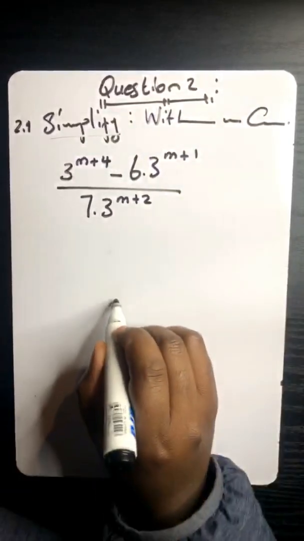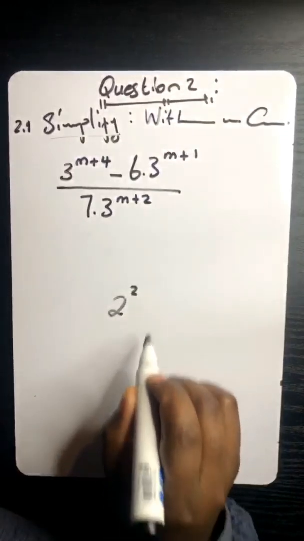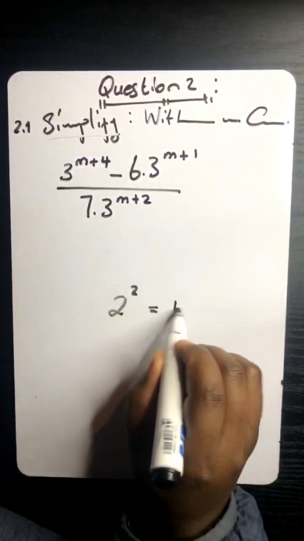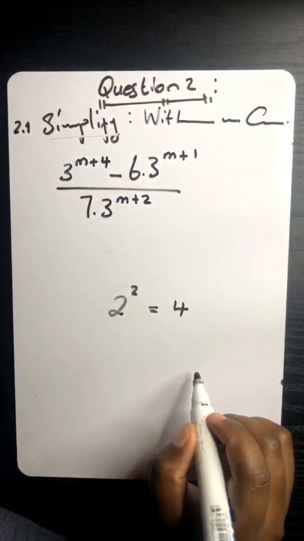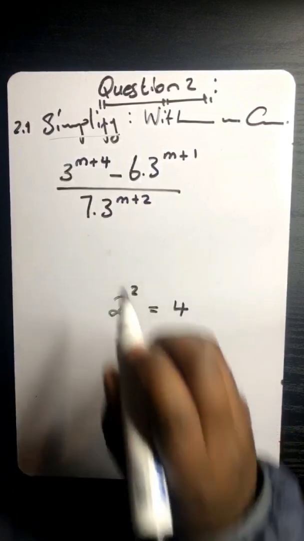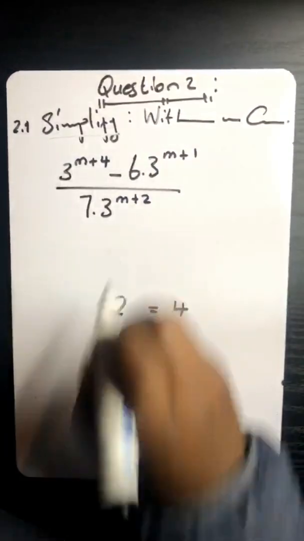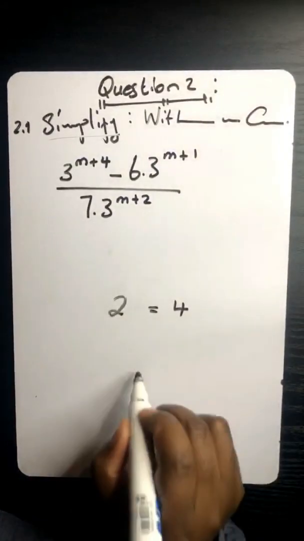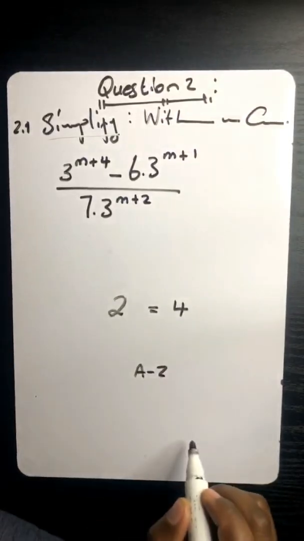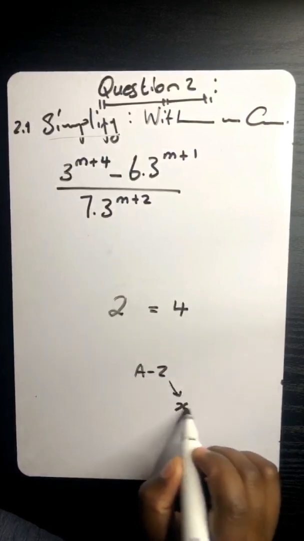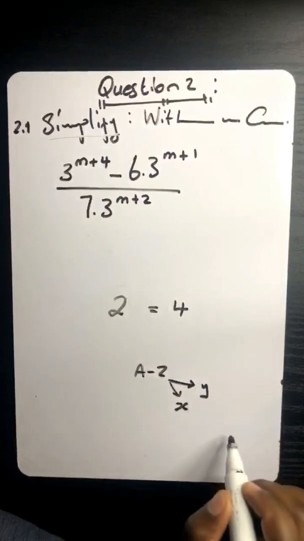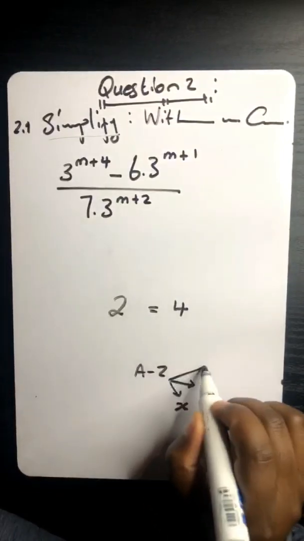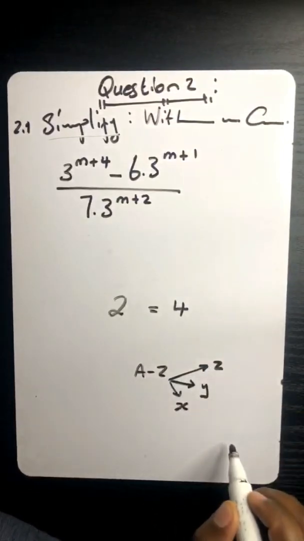For example, you might have 2 to the exponent 2, which is equal to 4. The examiner tries to be tricky by replacing that 2 with a letter. It could be any letter from A all the way up to Z. In most cases, they like using letter X in mathematics, especially in high school, and also letter Y. Good people, when you get to varsity, they are going to introduce letter Z.